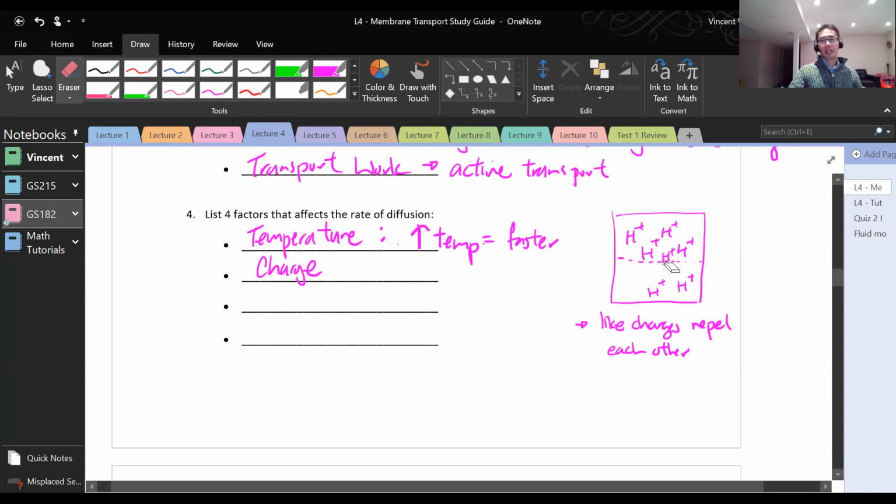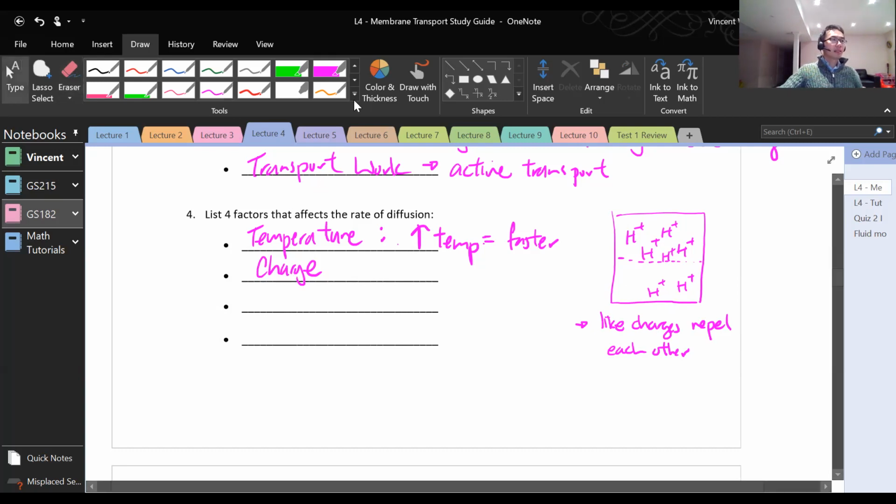However, this will only be true initially. As soon as you have more positive crossing over to the bottom, you have a buildup of positive charge at the bottom, and that will actually create a counter force that prevents more H+ from going through, because they want to get away from each other as much as possible. So as soon as you have a buildup of positive charge here, they won't be able to cross as easily. So charges will affect the rate of diffusion.